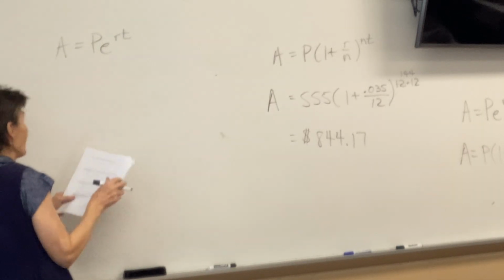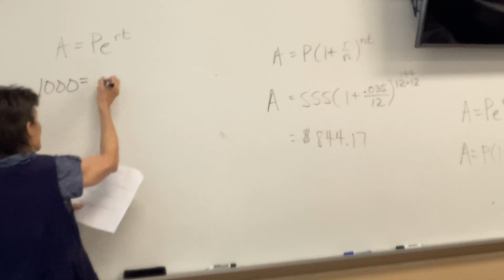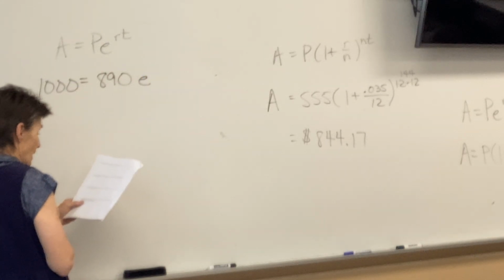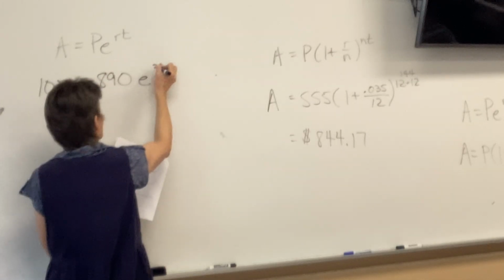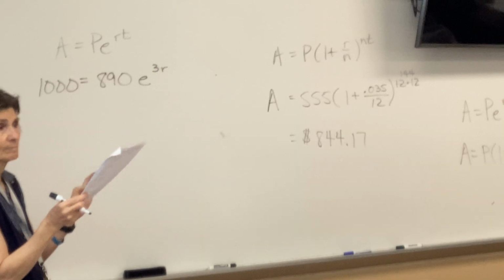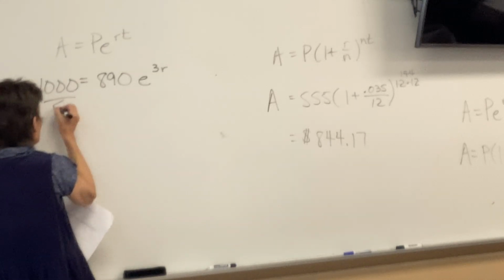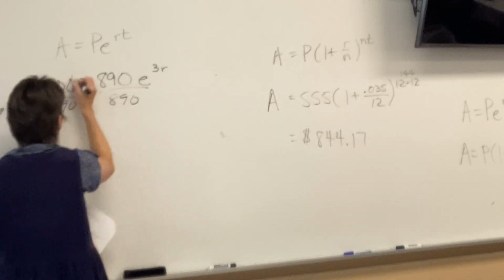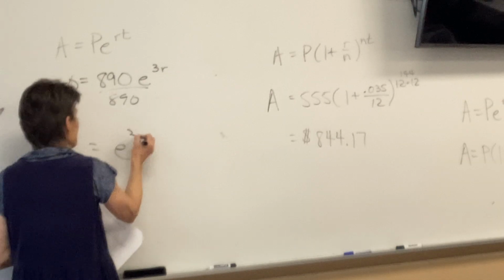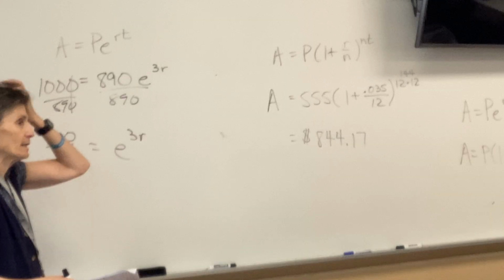I want to end up with 1,000. I am starting with 890. I don't know my interest rate, but I know T is 3. Divide by 890. I'm gonna go ahead and cancel those so I don't have to keep writing. So 100 over 89 equals e to the 3r. You do not need to do that. If that confuses you, don't do it. Leave it 1,000 over 890.